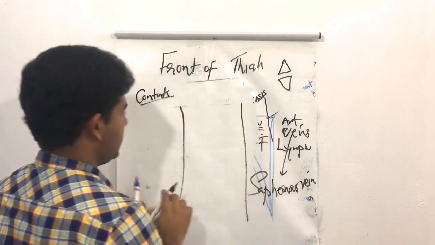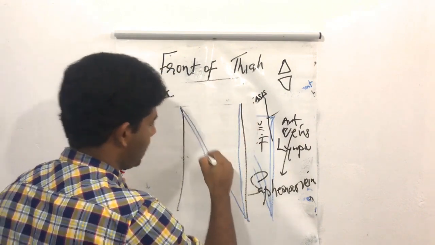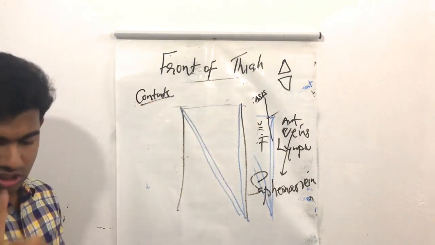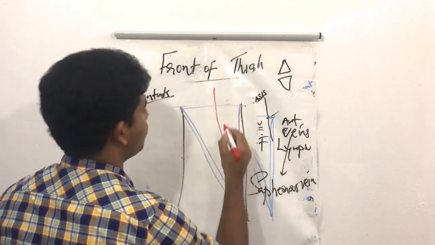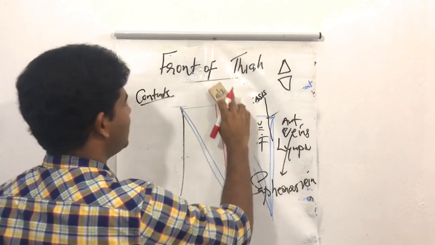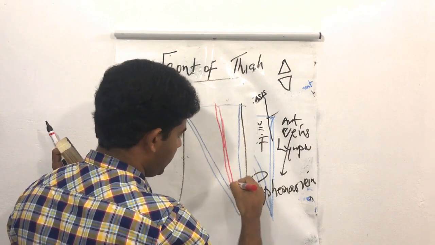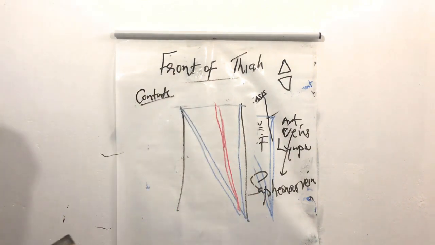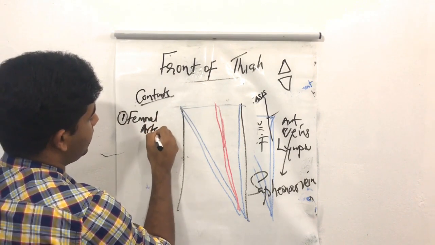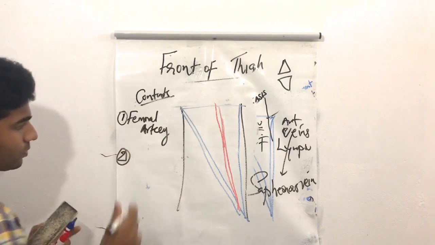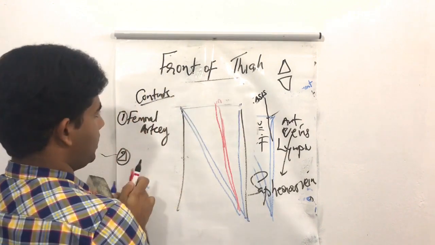I will draw one more diagram, and let it be our sartorius muscle, let it be our adductor longus muscle, and let it be our inguinal ligament. The first structure we have to learn is the femoral artery. Okay, the femoral artery. Now, before going to the second structure, it starts from the mid-inguinal region.